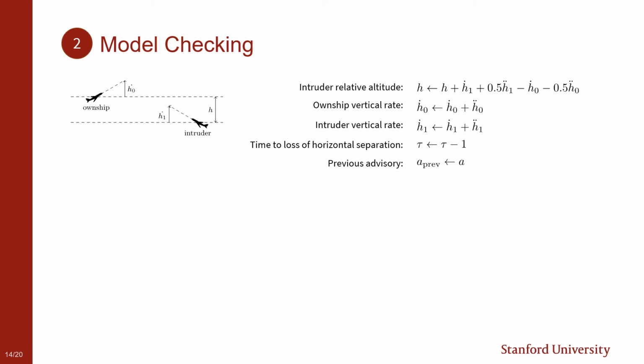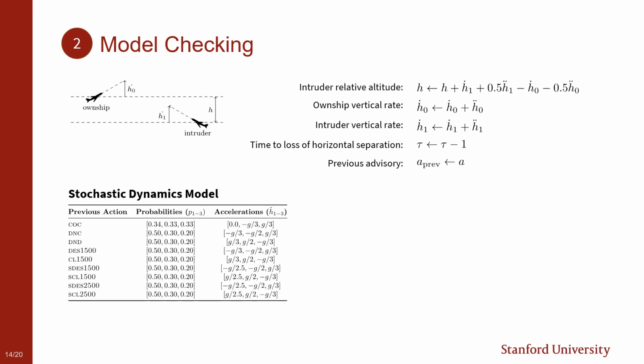In order to provide probabilistic guarantees, we need to specify a stochastic dynamics model. We do this by just assuming a distribution over the acceleration of the ownship given a particular collision avoidance advisory. We also need to modify the transition model to work with cells rather than states. I'll illustrate this with a simple example.